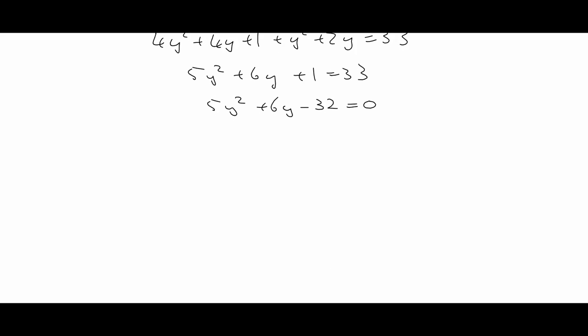Now this equation factorizes: 5y and y, multiplied to give 5y squared, and 32 factorizes to 16 and 2, and if we have plus here and minus here, we'll get minus 10y and plus 16y to give us the plus 6y. So y is minus 16 over 5, or y equals 2.